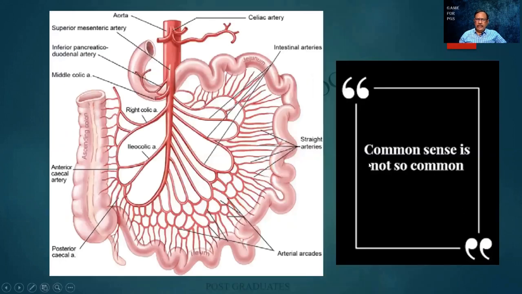A nice saying: common sense is not so common. And we get caught over here. Can you people guess what this particular diagram can be a precedent to? You may be having a specimen of a gangrene or a volvulus. And obviously, they'll be asking you, what is the cause of it?